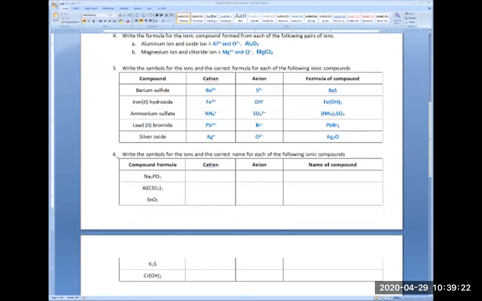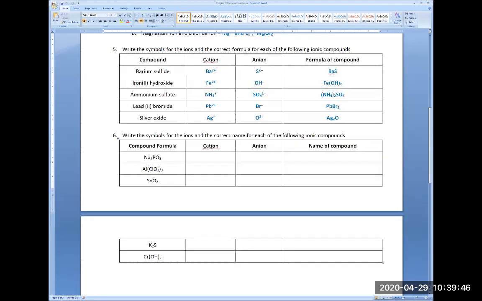So this table that we have left to do is doing the reverse process of what we did at the end of last Zoom meeting. This time we have the compound formula, and we want to find the ions that this formula is made of and write the name. So let's start.